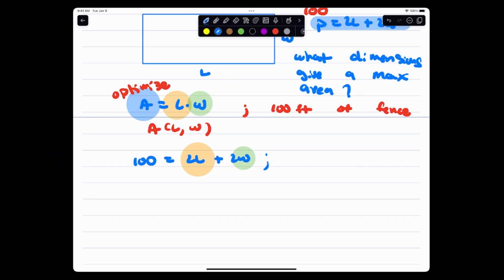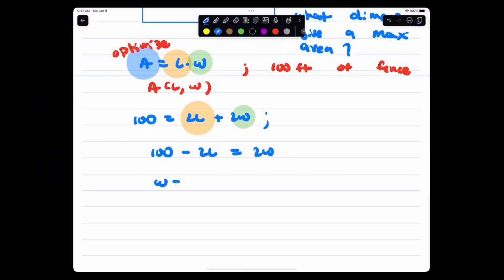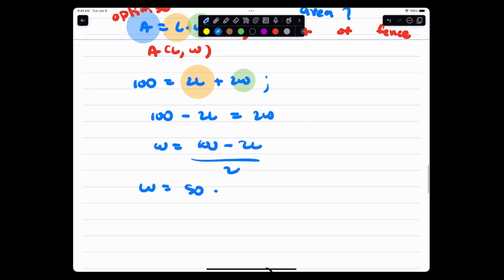Solve for one of the variables. If you solve for W, 100 minus 2L will be what? 2W, or W will simply be what? I won't do the arithmetic yet. 100 minus 2L divided by 2. So your W is going to be 50 minus L. Okay, that's W.